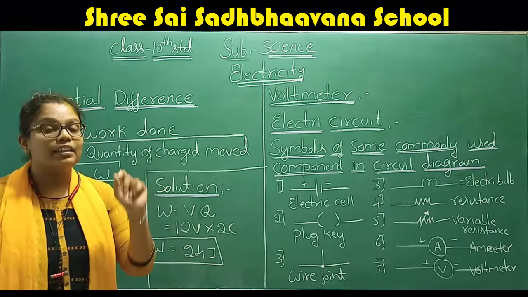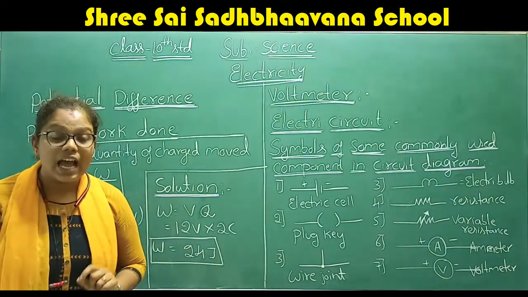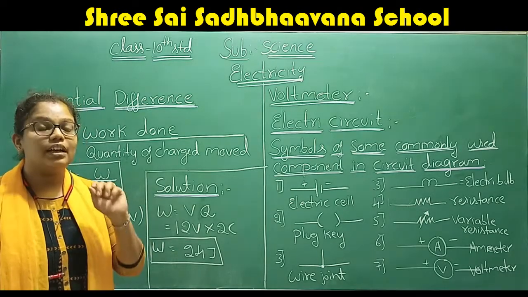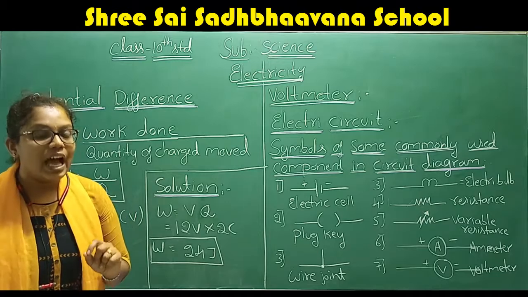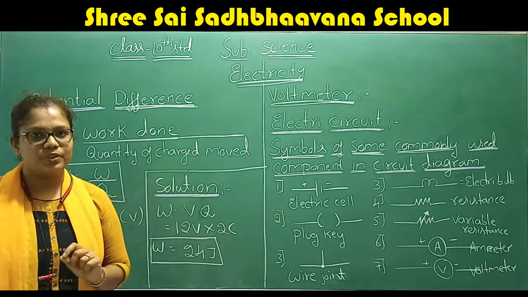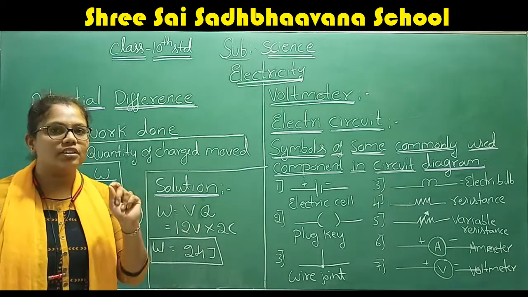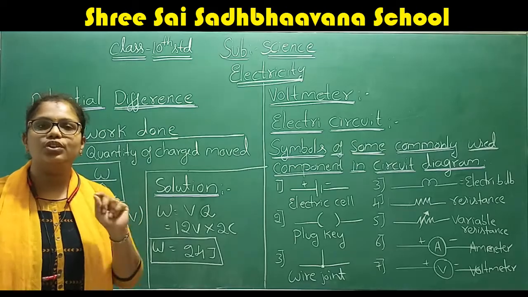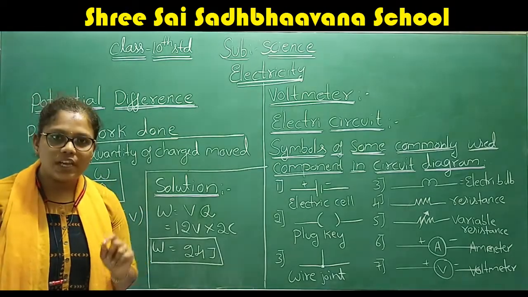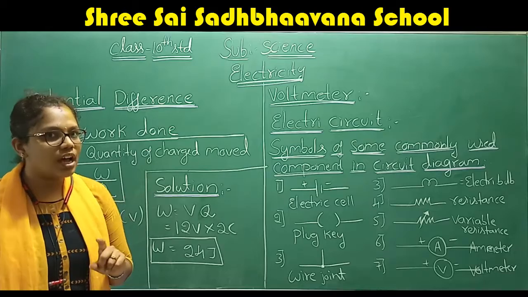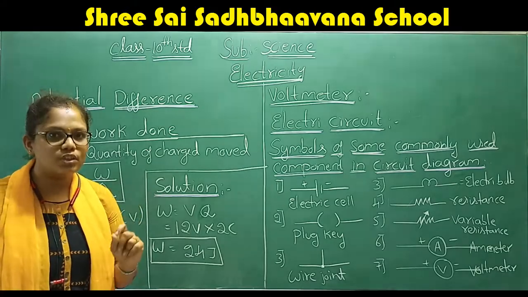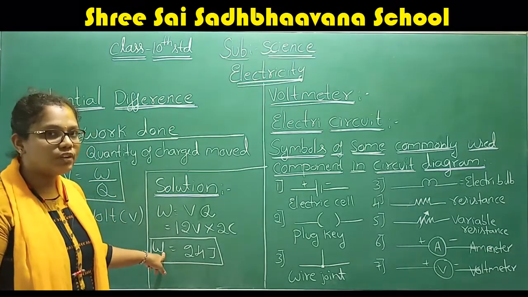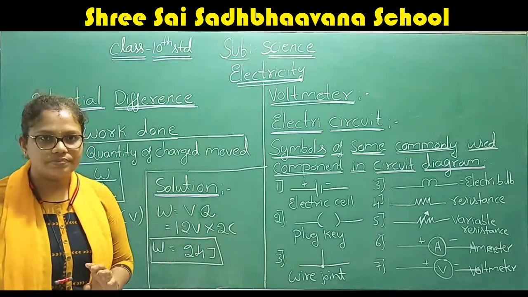One more time, I will tell you that in the question, they gave the value of V and also the value of Q. You substitute those in the equation for W. Work is equal to V into Q. V is 12, Q is 2. Therefore, 12 times 2 is 24. What is the amount of work done? The amount of work is 24 joule.